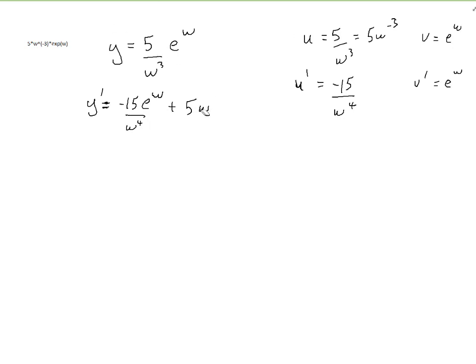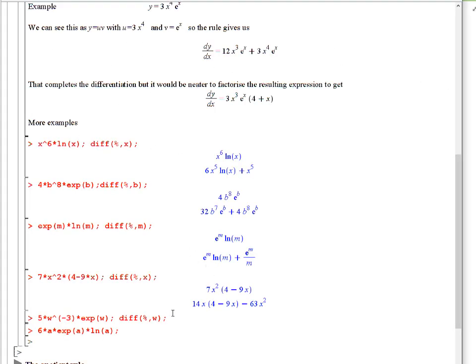Let's use this version here. This one times e to the power w. So -15 over w to the 4 e to the power w, or plus 5 over w to the power 3 e to the w. The final answer. See if we're getting anything like that here. Okay, that's good.